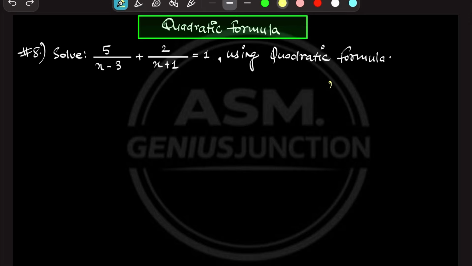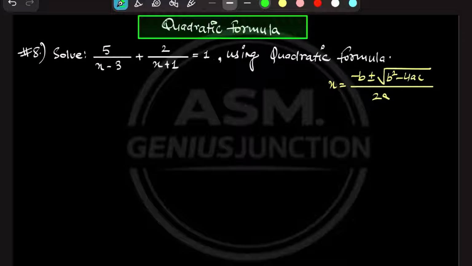First of all, let's write down the quadratic formula on one side so that we can use it effectively. This is minus b plus minus root b square minus 4ac, whole over 2a, right? This is your quadratic formula, but this question is not in the proper general form. This equation which is given to us is not in the standard form. So the first step is going to be to convert it into the standard form. So let's write the solution 8.